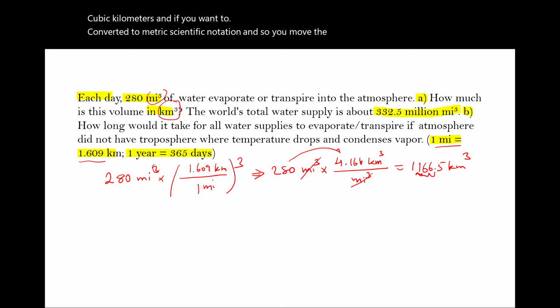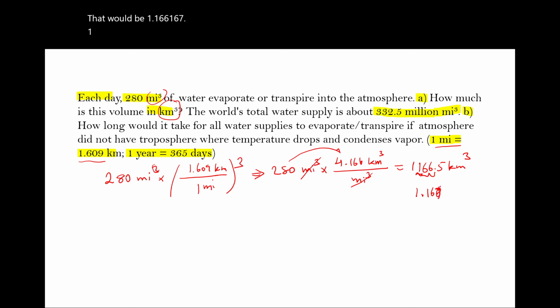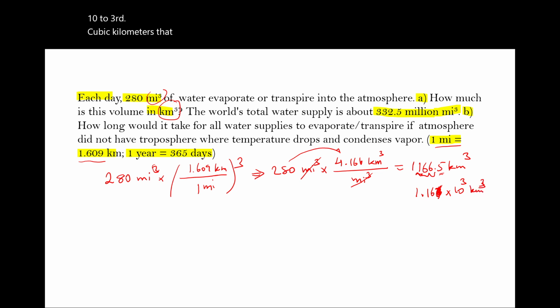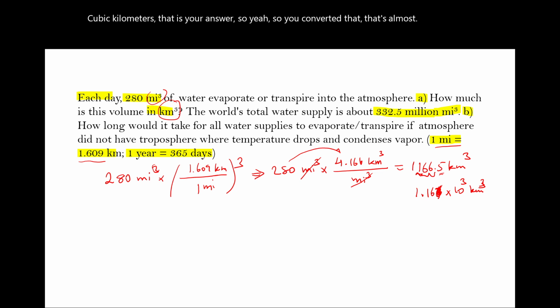And if you want to convert it to scientific notation, you move the decimal point to the left 3 times, that will be 1.166 or 1.167. For the 6, we keep it even. It stays even if the last digit is 5, times 10 to the third cubic kilometers. That is your answer. So that's almost 1166 cubic kilometers. That's a lot of water, of course.